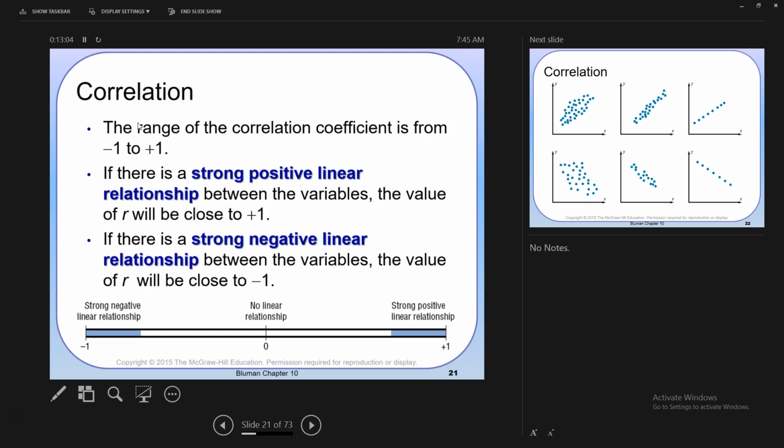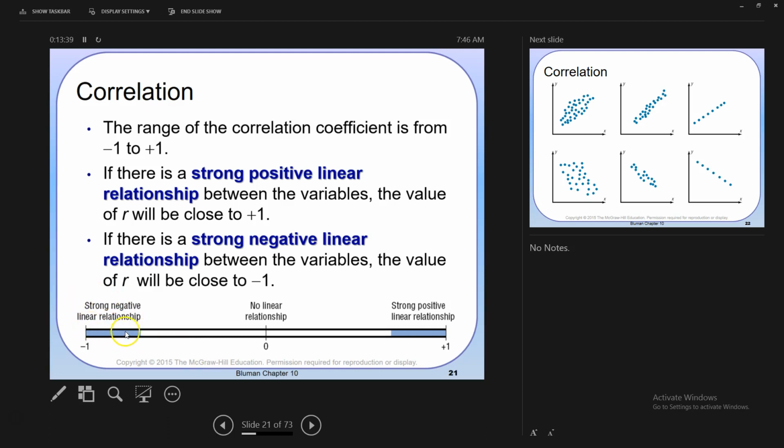So an R can only go as high as 1 and as low as -1. If an R is 0, that means there's absolutely no linear relationship. But being positive or negative doesn't mean it's a good correlation or a bad correlation. The positive simply means it's a positive correlation, that the numbers are trending up. So as the x's get bigger, the y's get bigger.